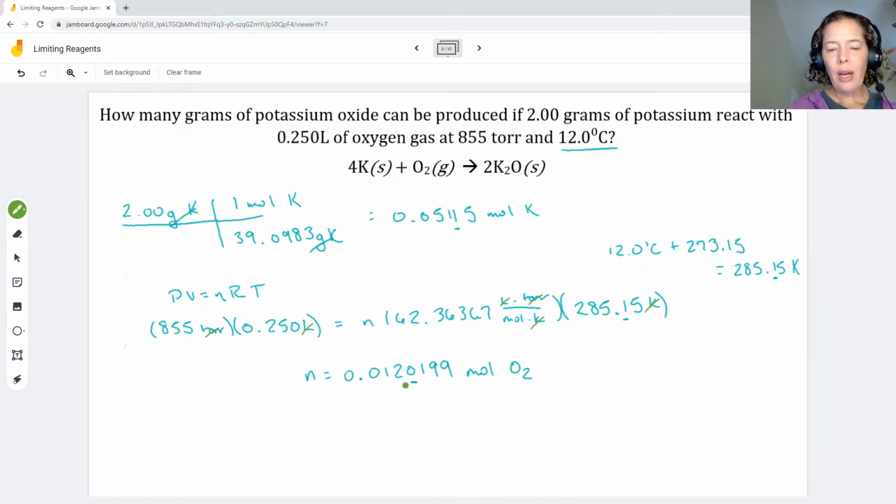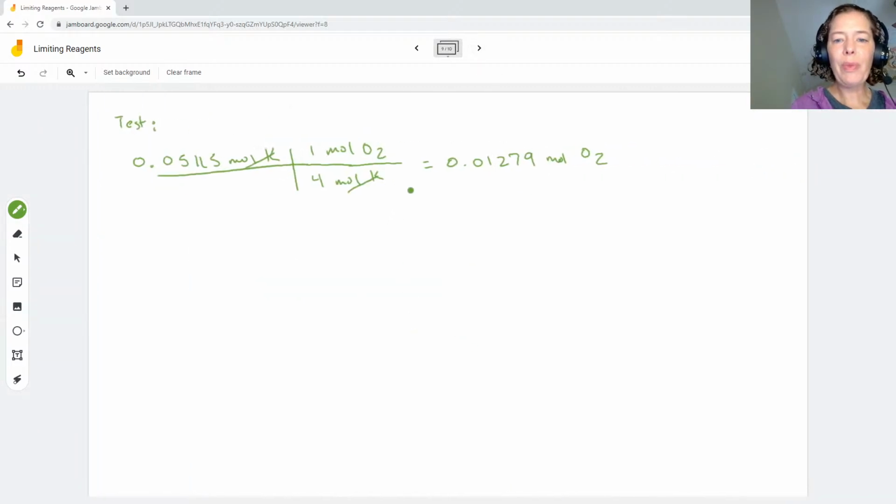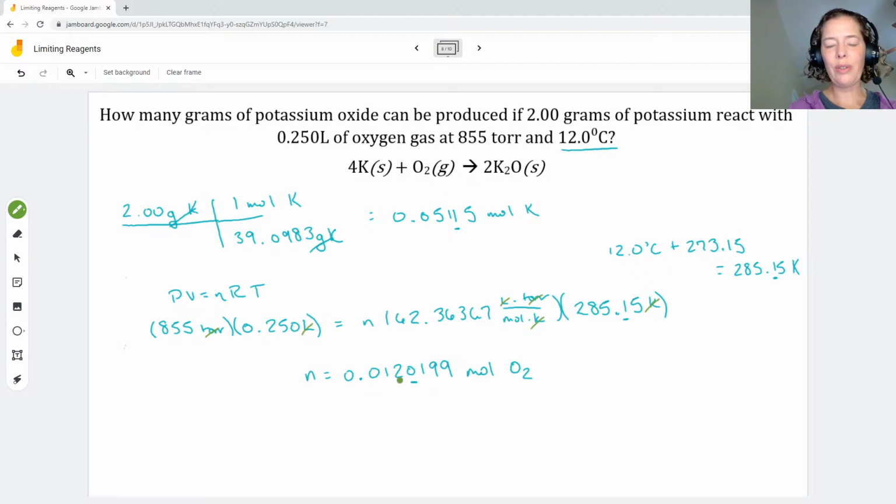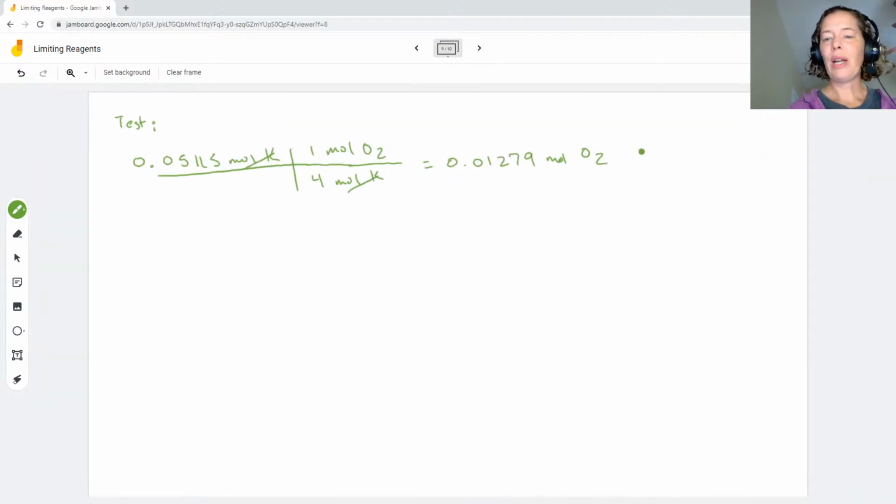Okay, so I need 0.012. I have 0.012. Oh, I need to go to the third decimal place. So this one is really, really close. I have 0.0120, but I need 0.0127. So I have not quite enough. I'm going to need 0.0127, and I only have 0.0120. So I am going to run out of my oxygen. All right, so we're kind of running out.